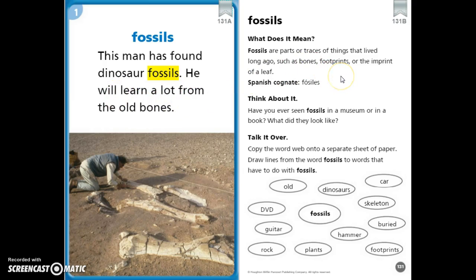So what does it mean? Fossils are parts or traces of things that lived long ago, such as bones, footprints, or the imprint of a leaf. Let's think about it. Have you ever seen fossils in a museum or in a book? What did they look like? Pause the video and talk this over with your learning adult at home.